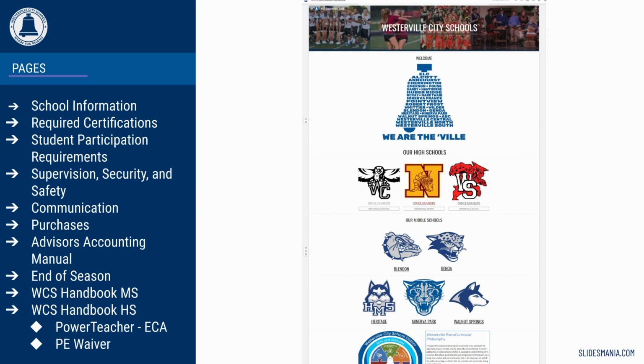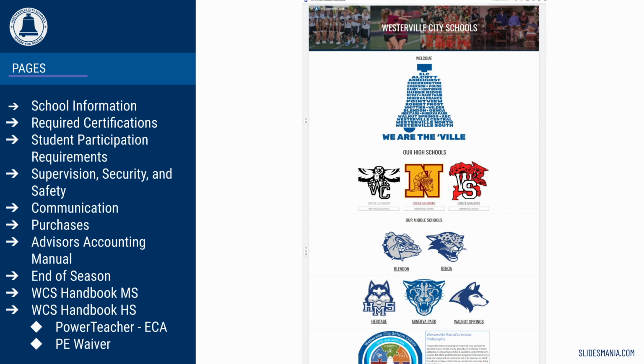So we've got school information in there, required certifications that all of our coaches and advisors need to receive or obtain. We have supervision, security, and safety expectations, as well as communication expectations, how to make purchases, because we do not want to get into trouble there, as well as our advisor's accounting manual. What are the expectations at the end of the season? What's in those handbooks for our students at the middle school and high school level, as well as future plans for explanation of PowerTeacher and how that links with extracurricular expectations, as well as their grades and how coaches can check grades for students, as well as our PE waiver process.